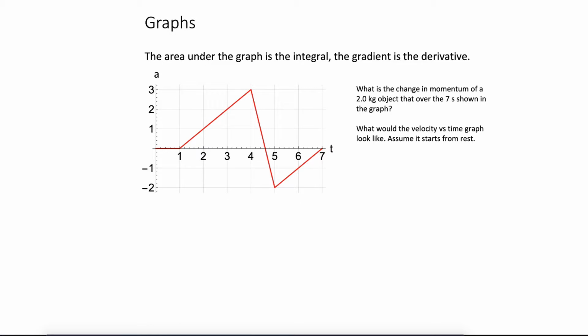Now, we've also been considering how we can interpret graphs. So whenever there's an integral, we can find the integral by working out the area under the graph. And if there's a derivative, then we can find the derivative by taking the gradient of the graph. So here's an example of a fairly challenging question that we could be asked about a graph. And there's always a few different ways that we can approach these questions.